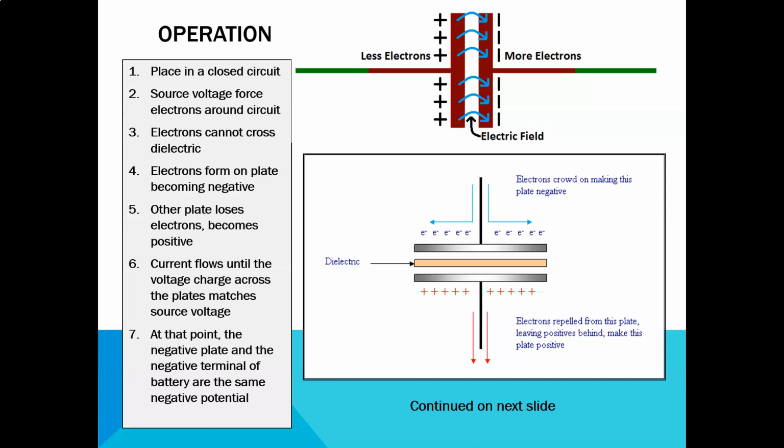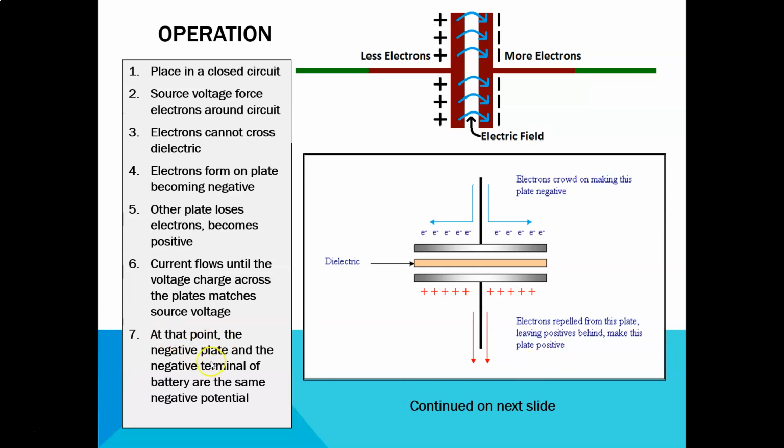Right? So you can see the electrons are trying to flow back to the battery. They build up on one side, and that side becomes overwhelmingly negative. The other side, they continue to run, and they evacuate, leaving less. The electrons repelled from this plate leave the positives behind and make this plate positive, and that's how a capacitor works. Now you have a charge stored in.